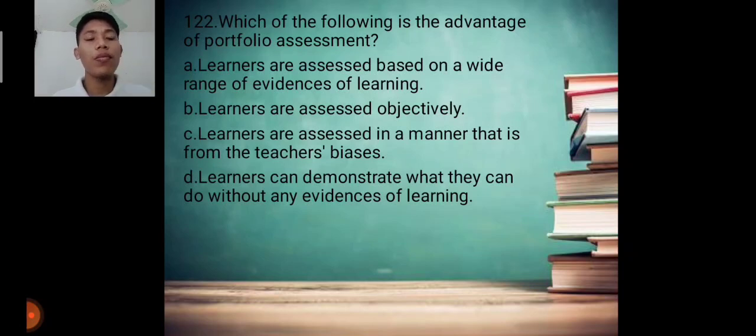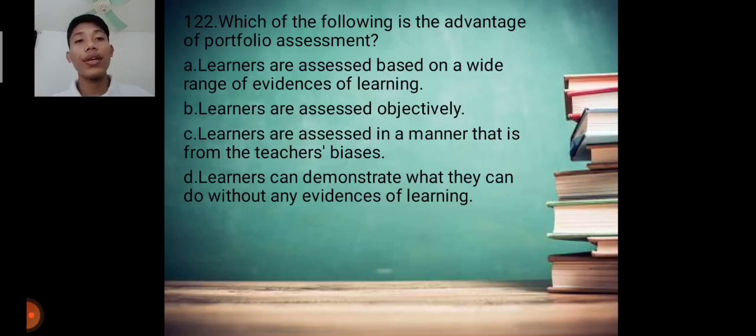Pwede na to siya na i-remove. Kay, from the word teacher's biases, pwede na automatically i-remove. So, sa letter D, learners can demonstrate what they can do without evidences of learning. So, pwede na tayo automatic nga ma-remove. Di natin matawag og advantage ang letter C o letter D. So, kaya sa letter D, klaro na kayo? Learners can demonstrate what they can do without any evidences of learning. So, di naman pwede na to mahimong advantage.